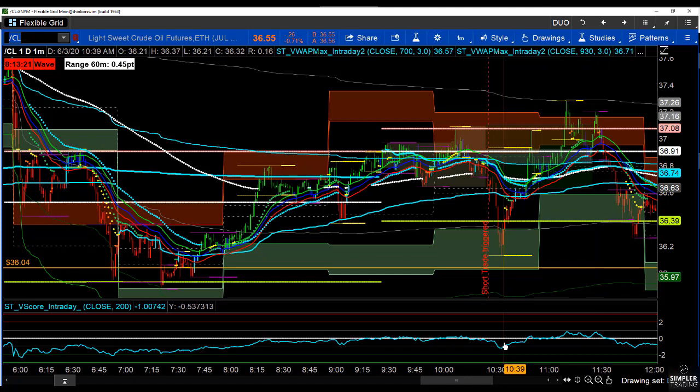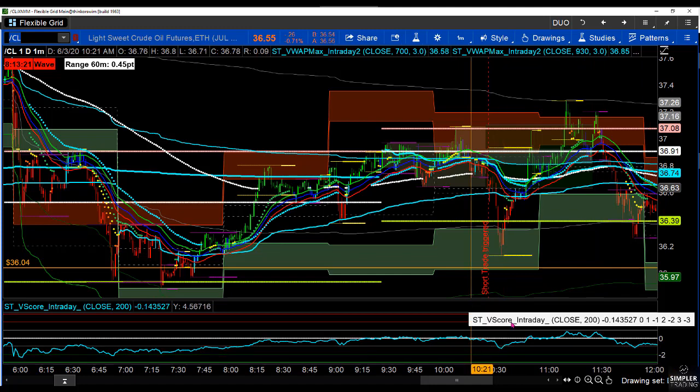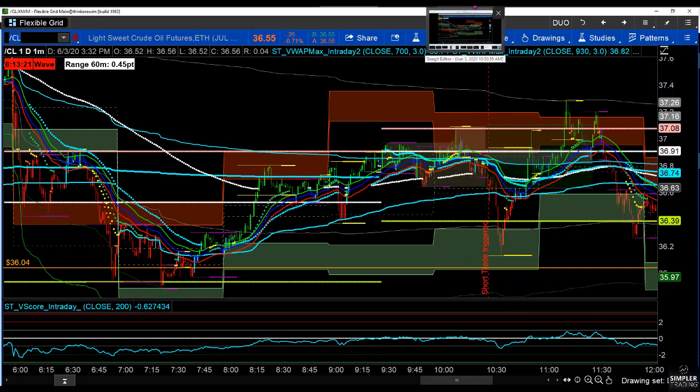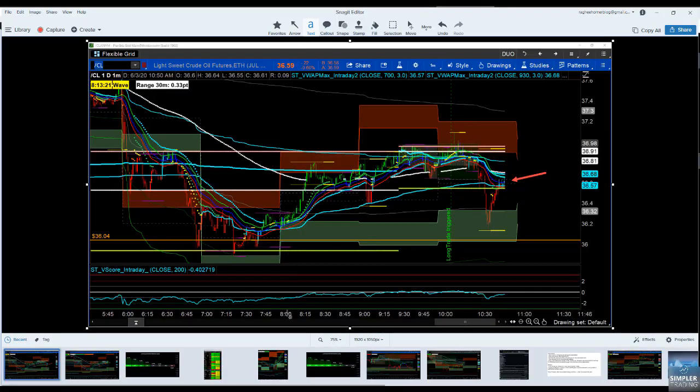And this is the same setup that I alerted members to this morning. In fact, what I'm going to do is show you the same charts that I sent them so you can see how this setup works. All right, so you'll notice here that, oh, actually I need to go to this one.